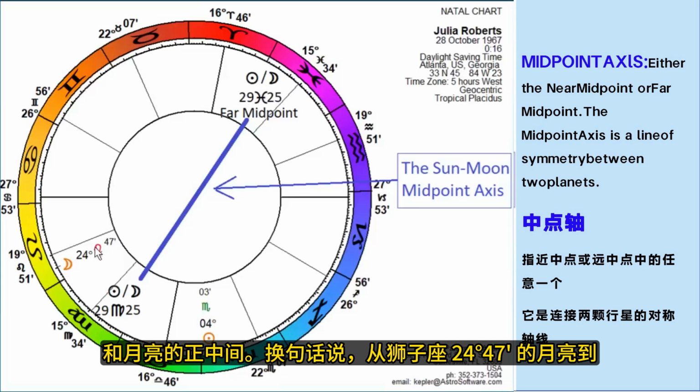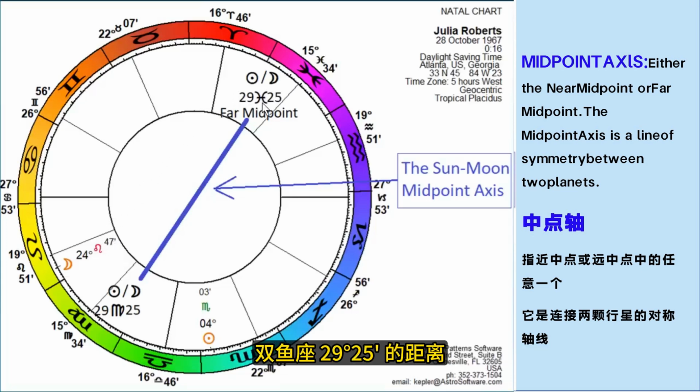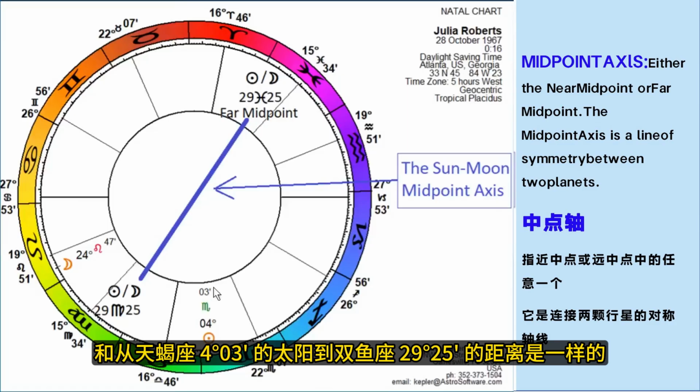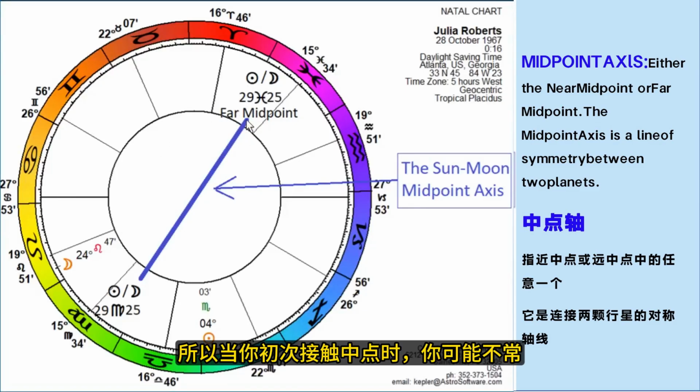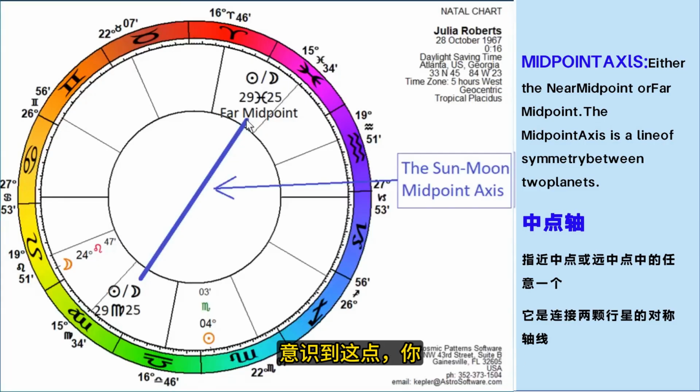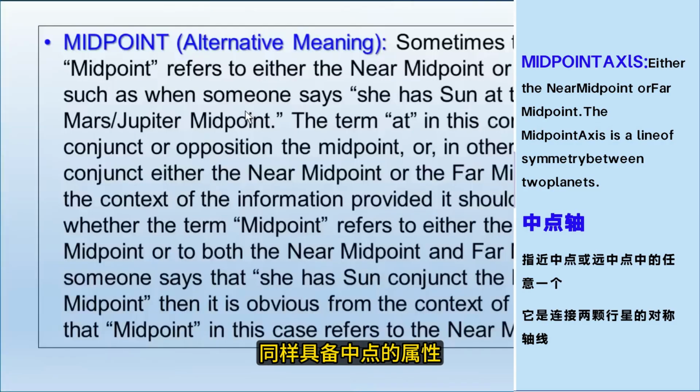In other words, the distance of the moon at 24 Leo 47 to 29 Pisces 25, and the distance from the sun at 4 Scorpio 03 to 29 Pisces 25 is the same. Obviously, it's the same. So, when you're first working with midpoints, you may not think of that. You're just thinking midpoint, and you just go to that point halfway in between. But remember that opposite point, the far midpoint, is also a kind of midpoint.